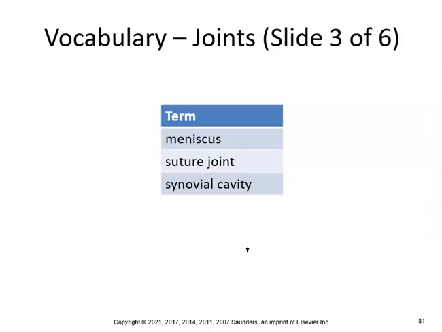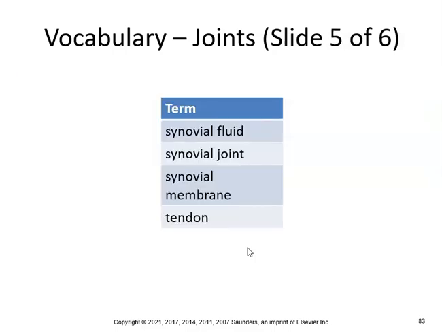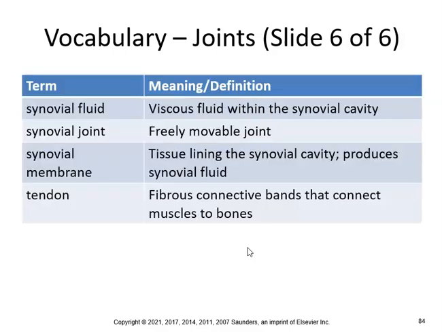You have the meniscus, suture joint, synovial joint. A meniscus is a crescent-shaped fibrocartilaginous structure found in the knee. Suture joint, immovable joint. Synovial cavity, space between bones at a synovial joint. You have synovial fluid, synovial joint, synovial membrane, and the tendon. Synovial fluid, viscous fluid within the synovial cavity. Synovial joint, freely movable joint. Synovial membrane, tissue lining the synovial cavity, produces synovial fluid. And then you have tendon, which is a fibrous connective band that connects muscles to bones.